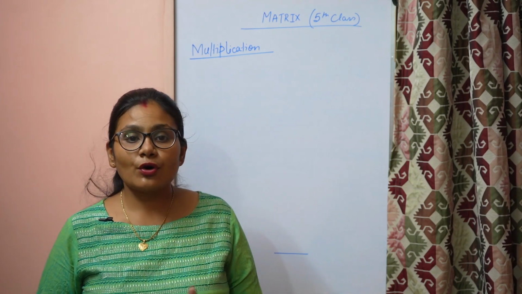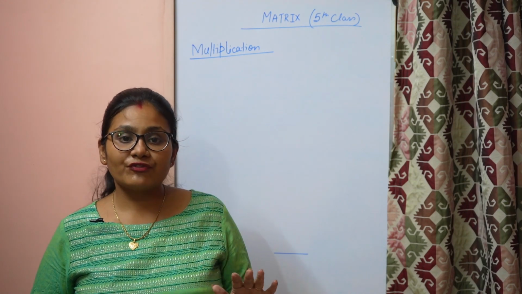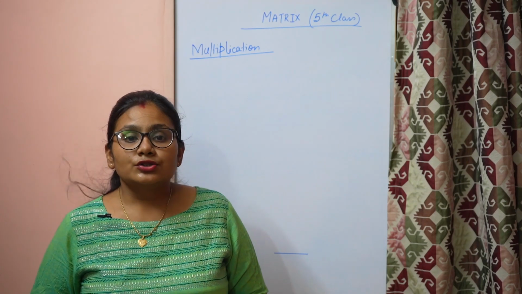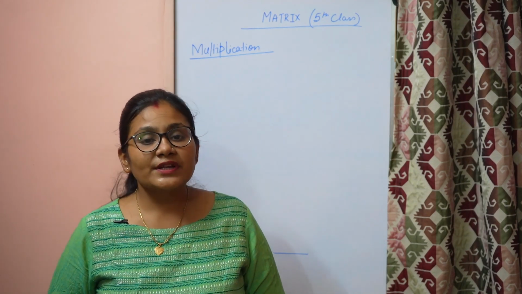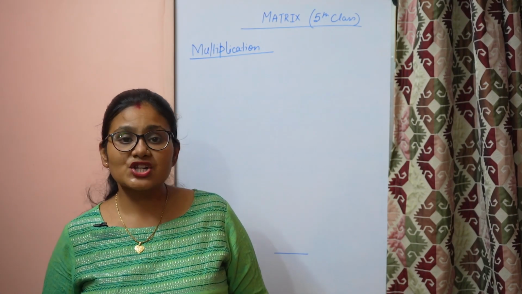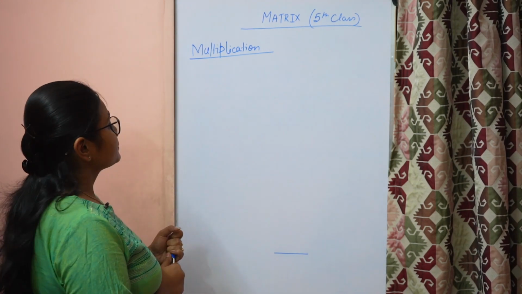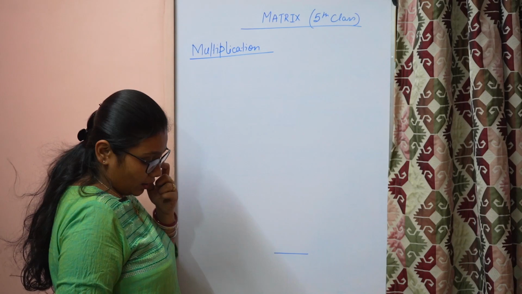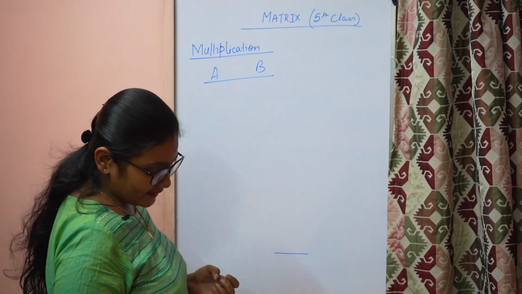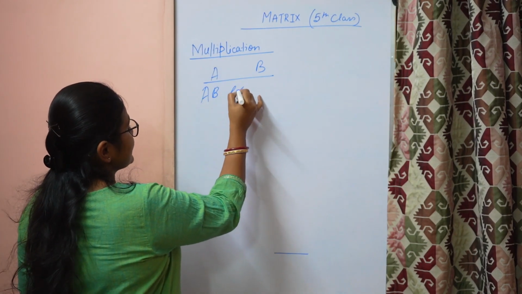Hope you have gone through all the videos which I've already uploaded and understood every topic given in them. Today we'll discuss the multiplication of two matrices. First we have to check whether the multiplication of two matrices exists or not. Suppose you are taking matrices A and B. How can you say that the product of these two matrices, AB, exists?